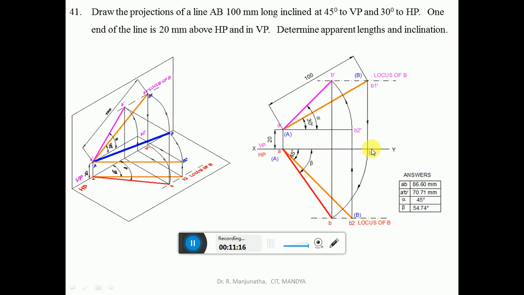So that means with A as center, take the radius of AB1 by using the compass. You draw an arc such that it will cut the locus of B at this point, small b. Name it as small b. Then join A to B with a dark line. Then this is going to be the apparent inclination with respect to VP, which is beta.